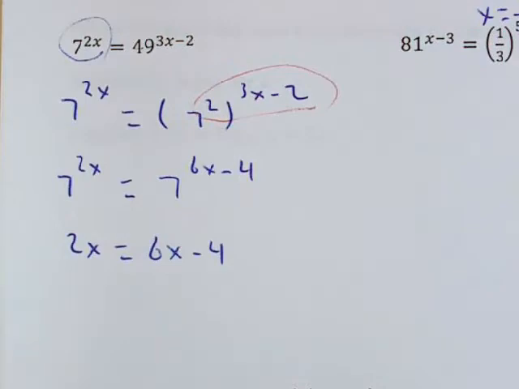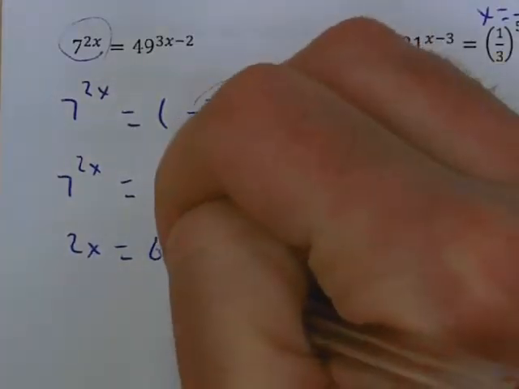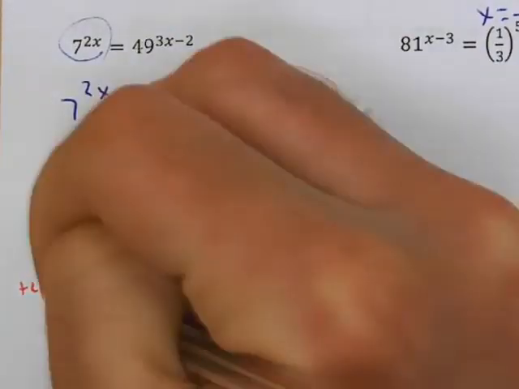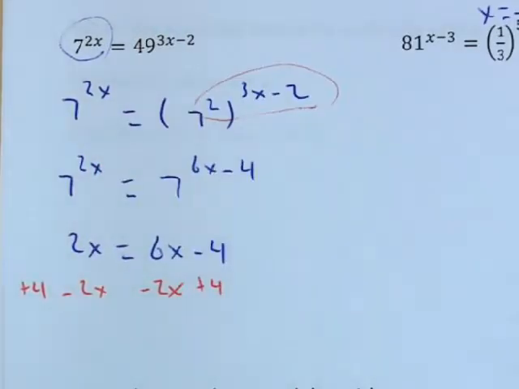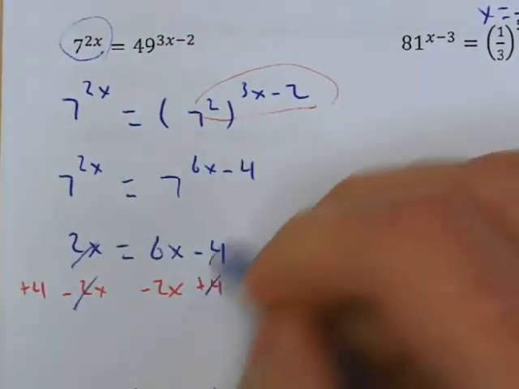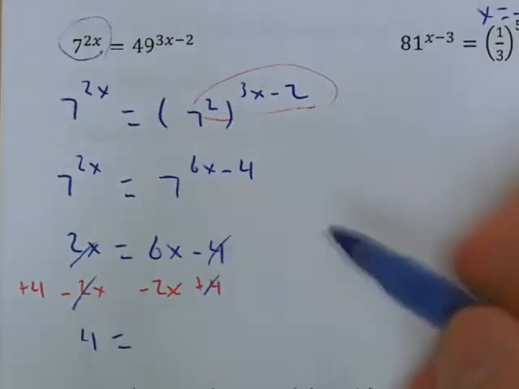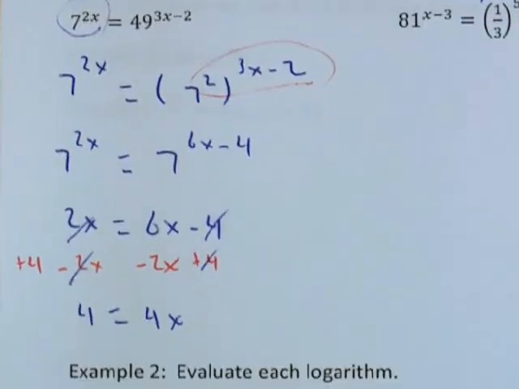All right, now I want to get x by itself. Let's do two things at once here to save a little bit of writing. I want to add 4 to both sides. And then while we're at it, we'll subtract 2x from both sides. So then those cancel and those cancel, and then I get 4 equals 4x. And if we divide both sides by 4, we get x equals 1.